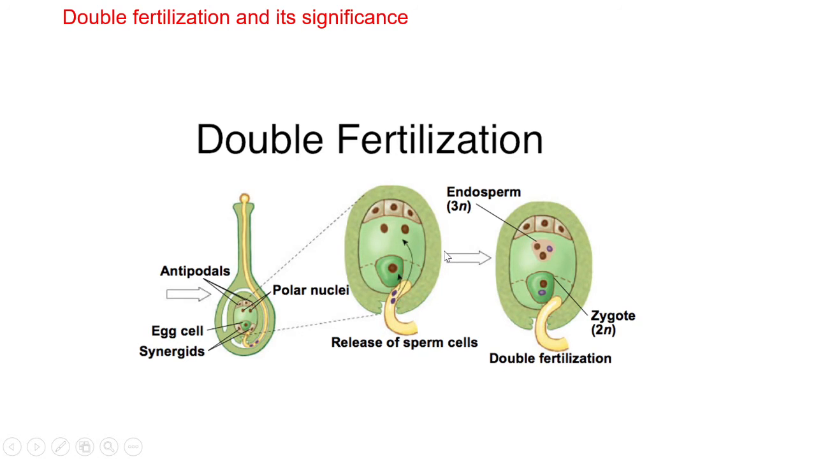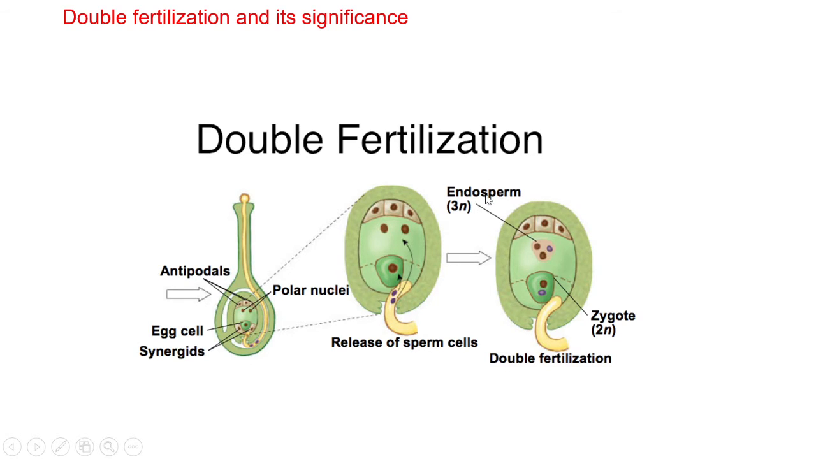In double fertilization, the nucleus of one sperm fuses with the egg nucleus. It is called syngamy, and the second nucleus fuses with the secondary nucleus. That results in the formation of the triploid endosperm. In most plants, this secondary nucleus possesses two polar nuclei. Further, the second fertilization involves fusion of three nuclei. That results in the formation of the endosperm, and that endosperm is triploid. That's why this phenomenon is called triple fusion.